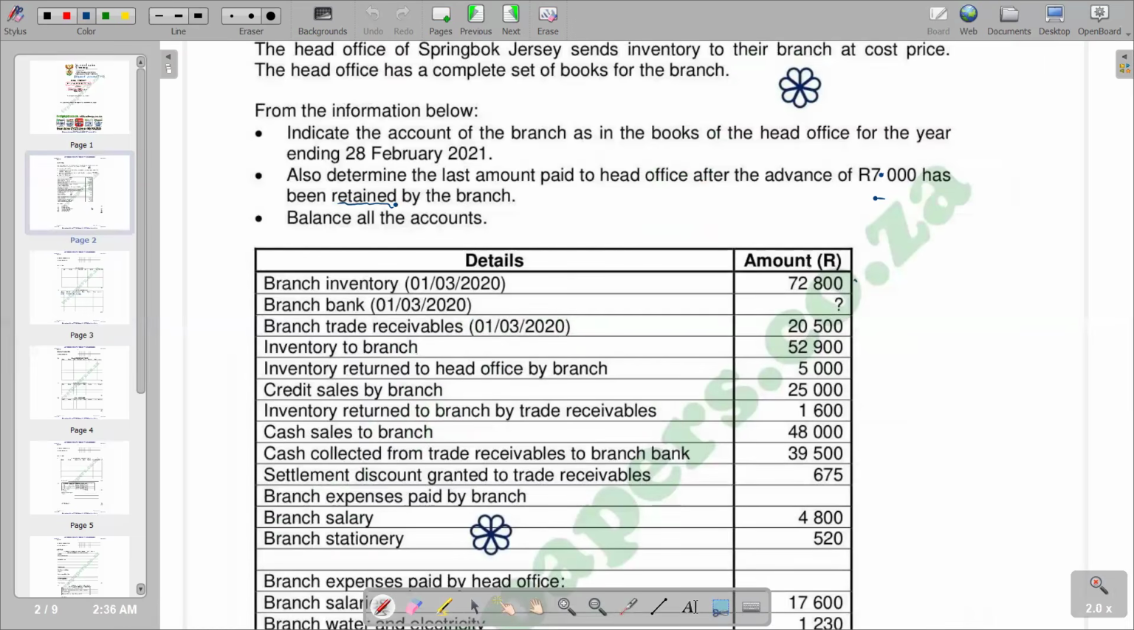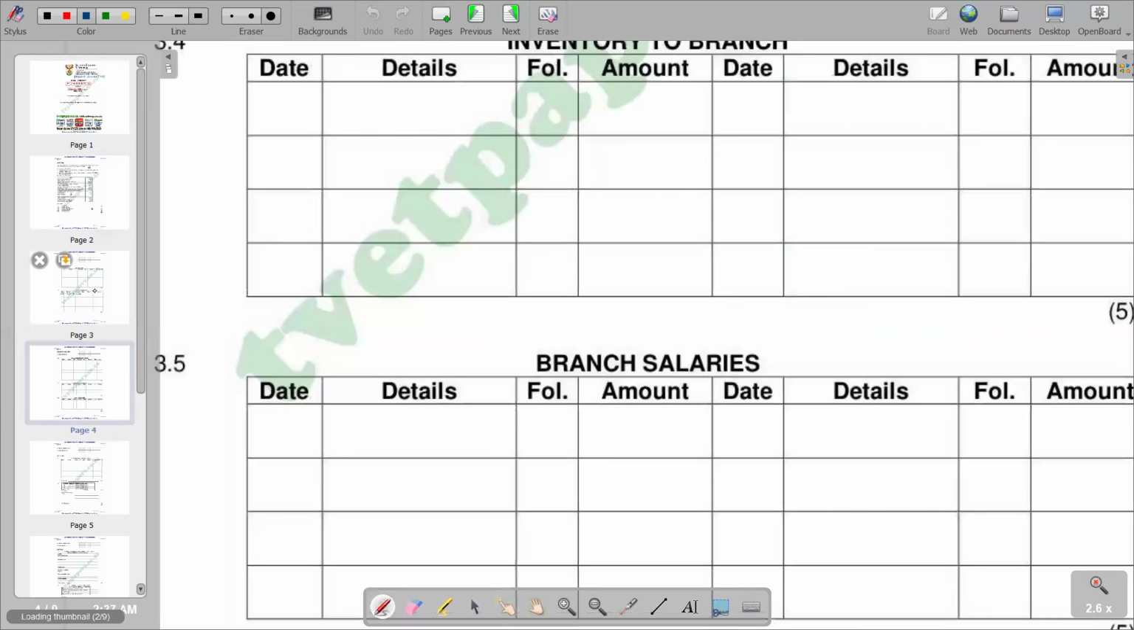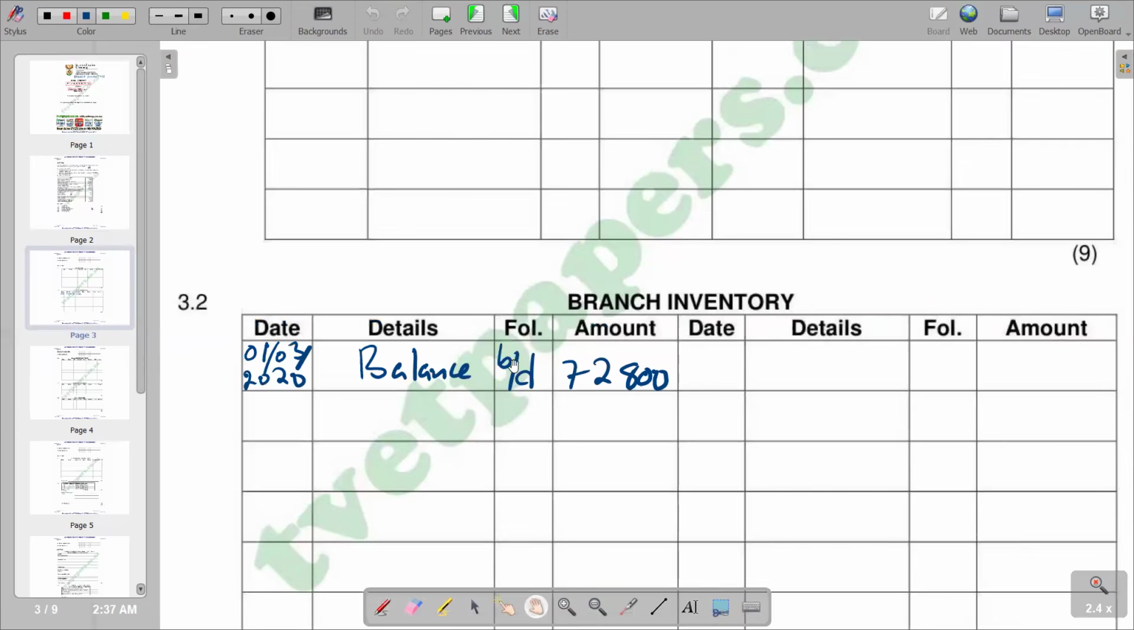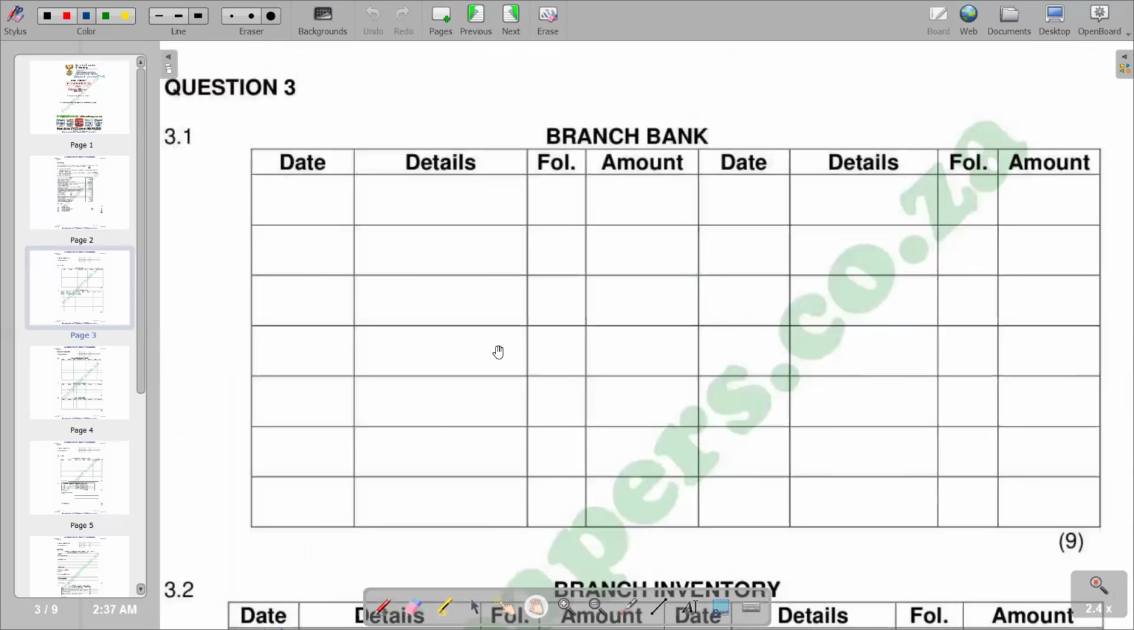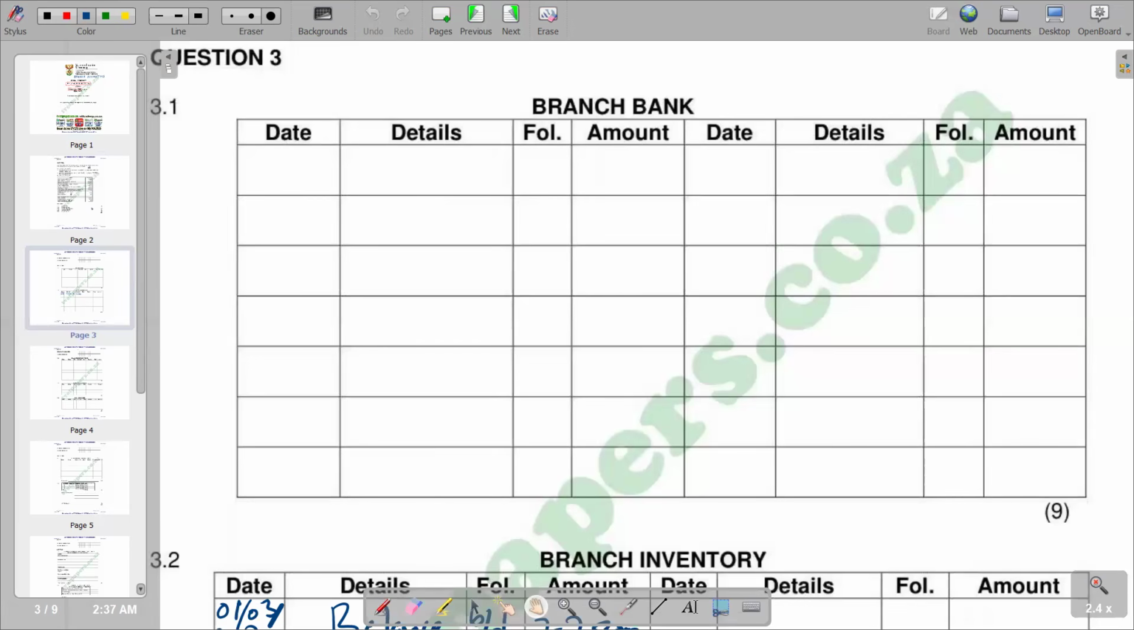And from there, we can go to the next balance, 01/03/2020. It's a question mark. Question mark means it's not given. So it's this balance, balance BD. If you go to our branch bank, that's where we are going to have that balance. So we can just refer back to our branch bank.